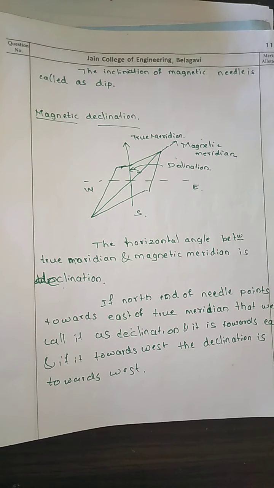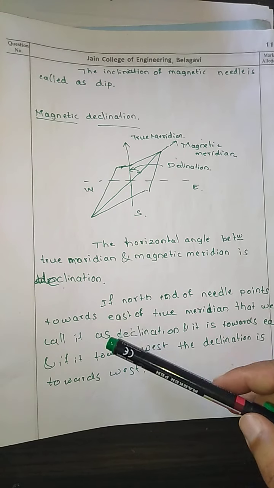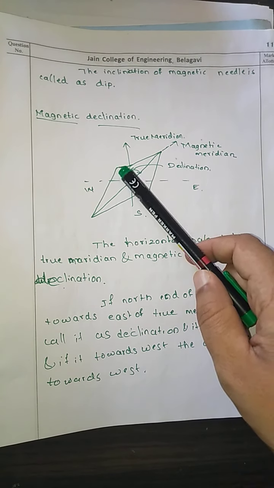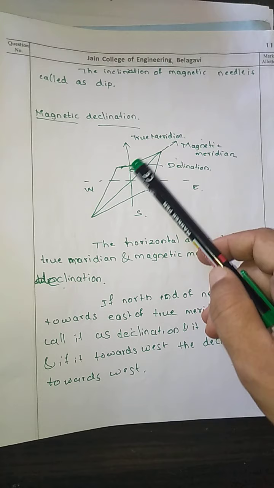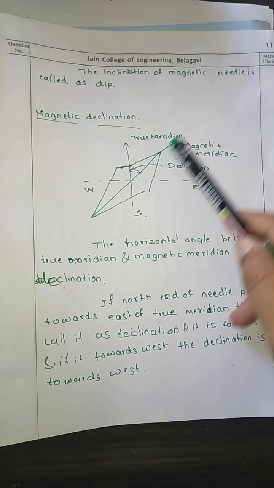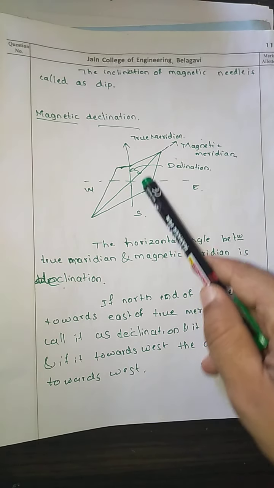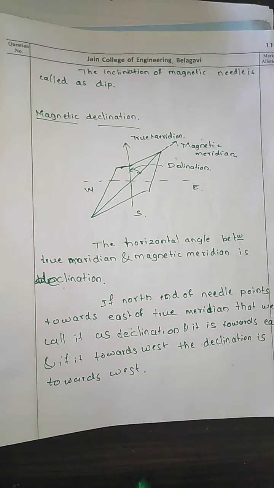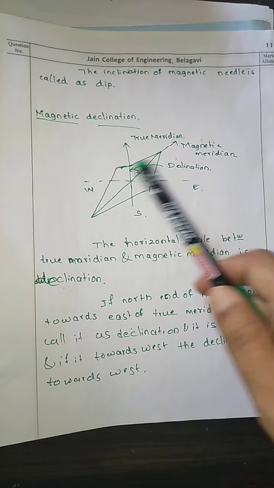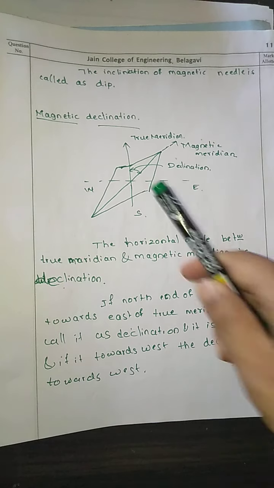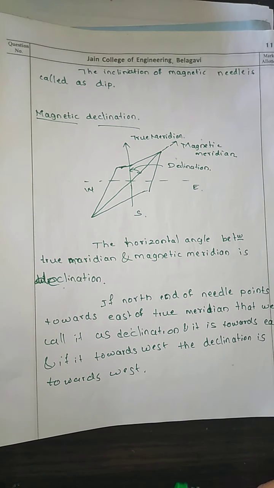See, already I have told you what is a true meridian, what is magnetic meridian, right? Magnetic declination is the horizontal angle between the true meridian and the magnetic meridian. This is your true meridian and this is your magnetic meridian. Whatever the angle in between them, that we call a declination, the magnetic declination.